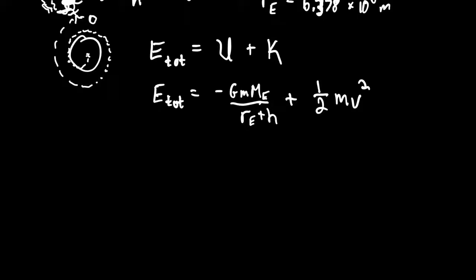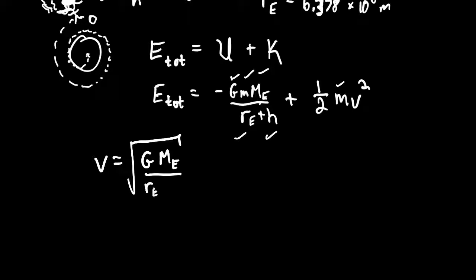So I need to find what V is. I know what big G is. I know what little m is. I know what big M is. I know RE. I know H. I need V. Velocity of something orbiting is the square root of the equation that we were talking about earlier: square root of big G times ME over RE plus H. So I can plug this in right here.